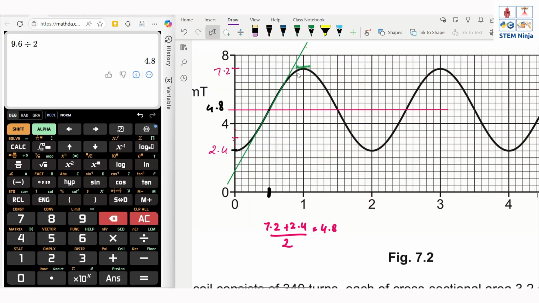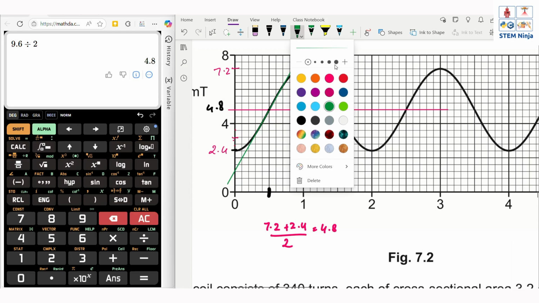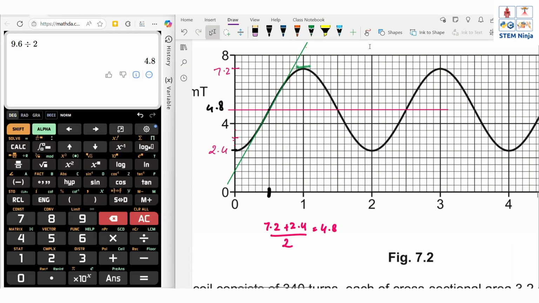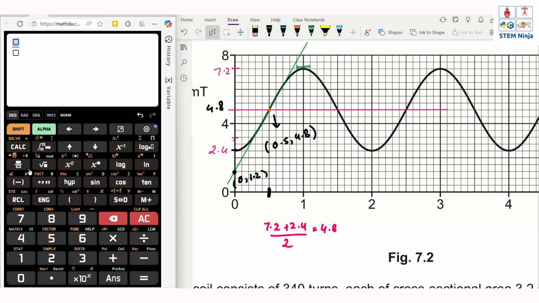So what we do now is take 2 points and find out the gradient between them. So one point is obviously this one, which is, if we notice, 0.5 and 4.8. The other one, this one. This one is clear. That is 0 and 1.2. Okay, so I'll find the gradient first and then move to the equation below. 4.8 minus 1.2 divided by 0.5, that is 7.2.